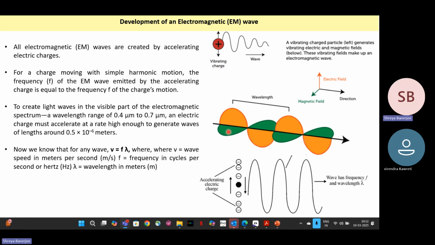And in an electromagnetic wave, the electric and the magnetic fields are perpendicular to each other, and the direction in which the wave is traveling is perpendicular to both the electric field and the magnetic field.